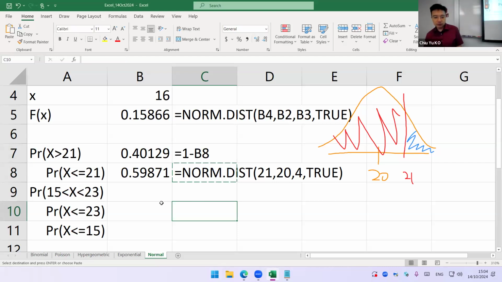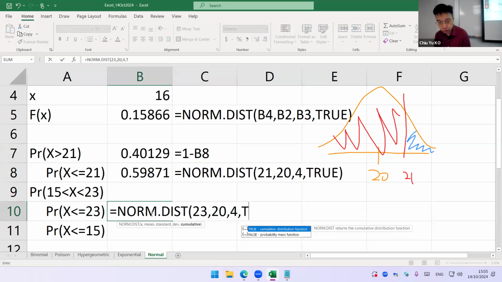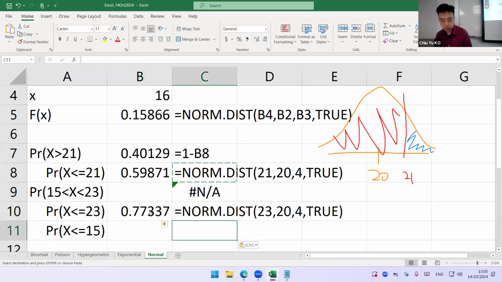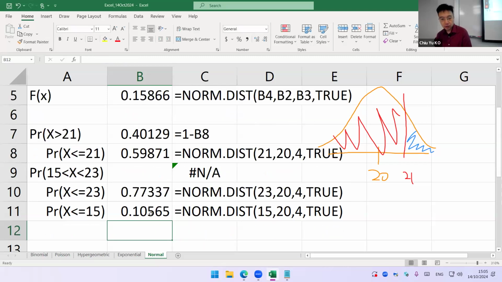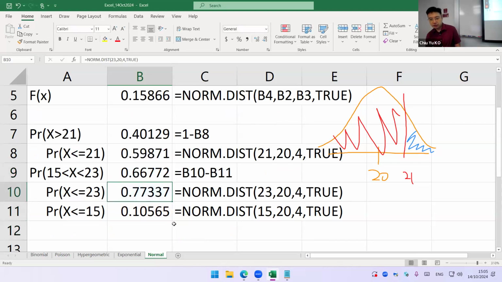Let's do this again. How do we do that? This is F(23). Just norm.dist this. Okay? 23, 24, true. Okay? And this is norm.dist this, 15, 24, true. Okay? And you take the subtraction here. I'm done. Okay? So again, you probably ask, hey, what am I doing?